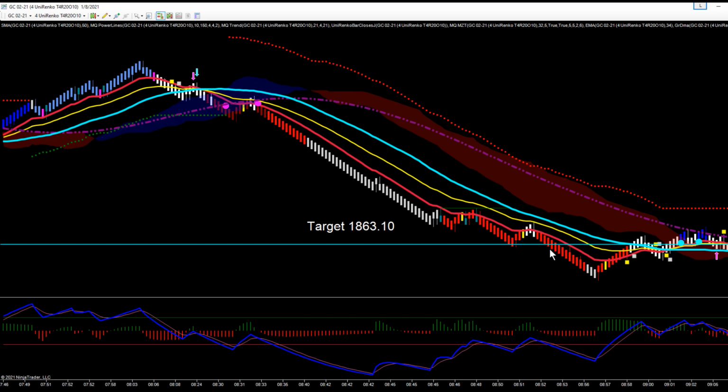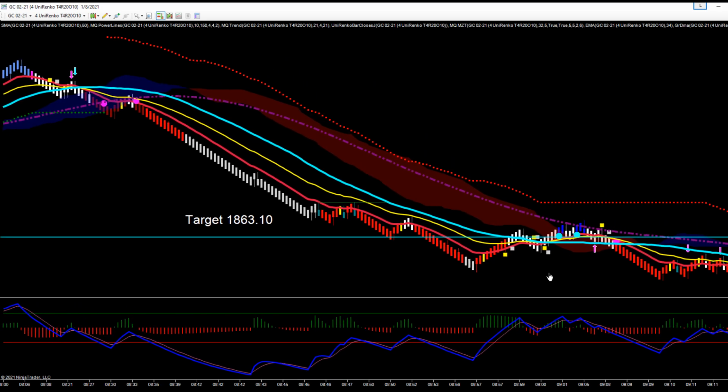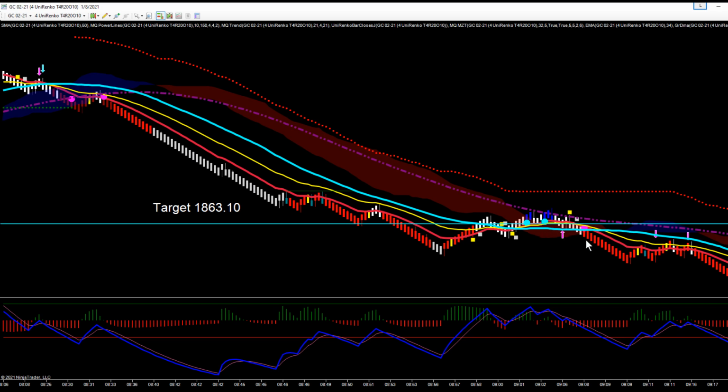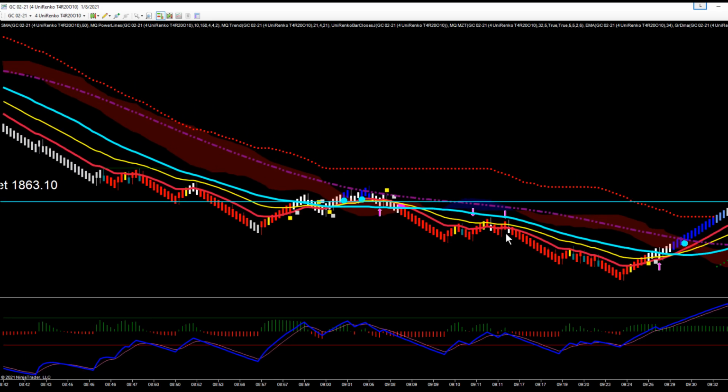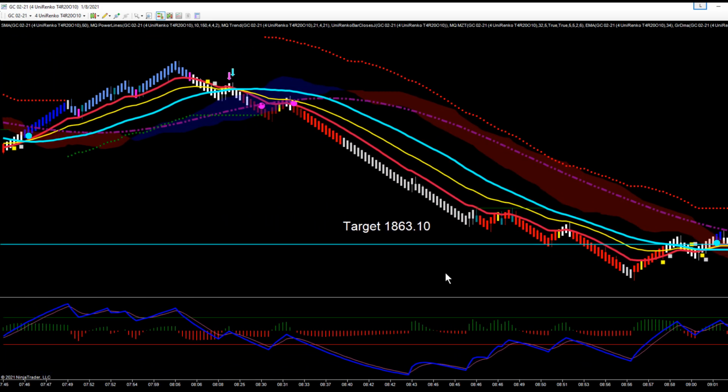We had this wick off the 34 that pushed down, and then we went sideways for a while, and then continued to work our way lower. We triggered that 30-minute bear flag, and gold just tanked throughout the day today. But our initial trade was a nice setup. Again, we were in confluence. We had a bearish 240-minute chart, a bearish 30-minute chart, and a bearish Renko chart.